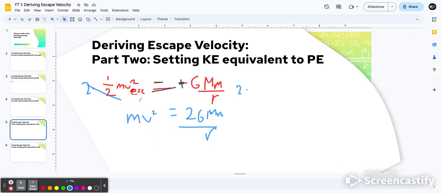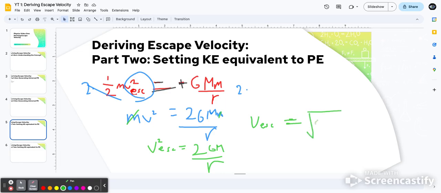Because we're trying to solve for v, always remember we're solving for the escape velocity from part 0. So we divide both sides by m, which basically solves it for us. Now we have v squared escape equals 2GM over r. Therefore, v escape, this is a monumental equation, equals the square root of 2GM over r.